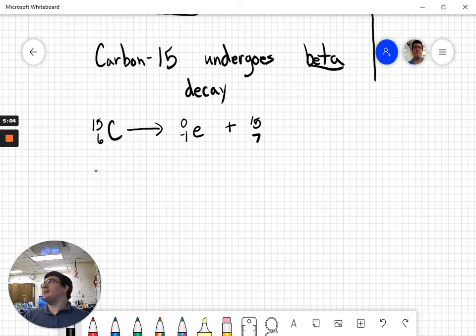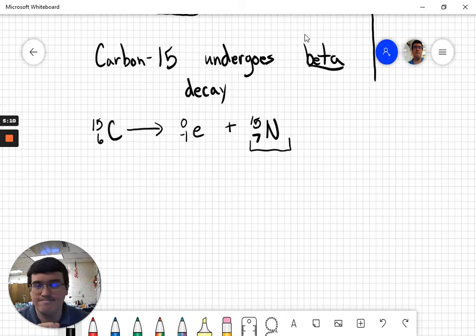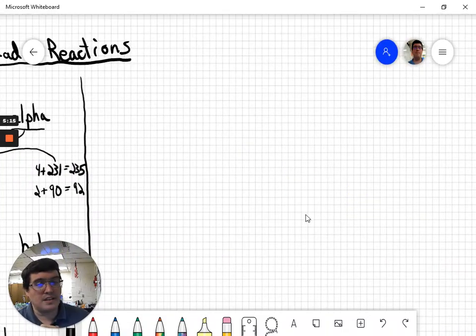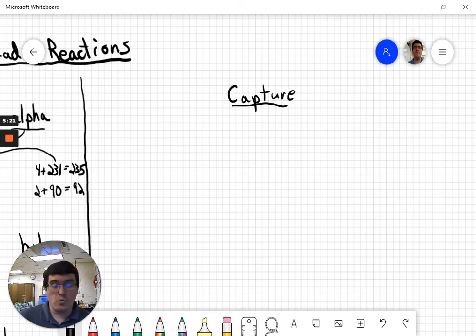So what element is element number 7? Well, that would be nitrogen. So it creates nitrogen-15 when it undergoes beta decay. Kind of cool. All right. What about the other kind? The other kind is called capture. It is where we're going to do the exact opposite of decay.